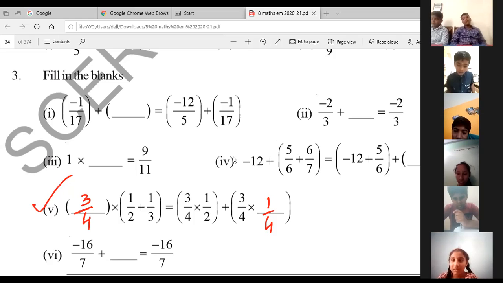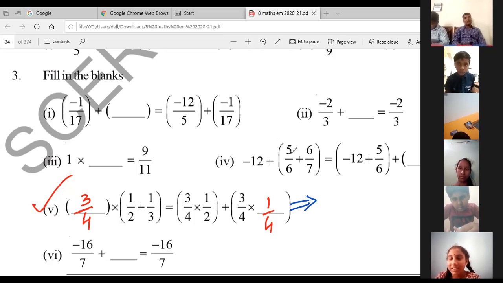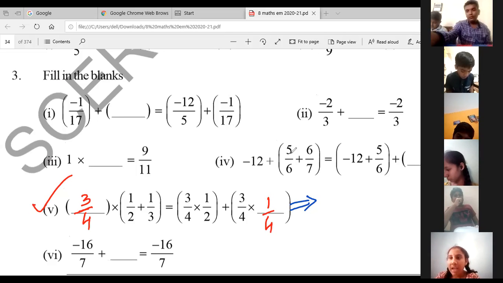Priya Madhavi, what is the property name? Additive property, sir. Tell me, what are the properties we have actually? Multiplicative property, additive property, associative property, commutative property. Did you write the notes?